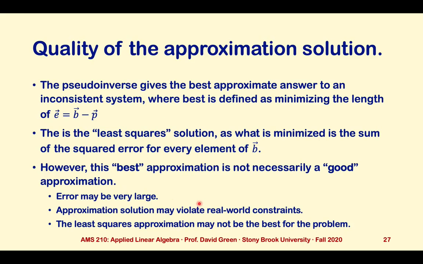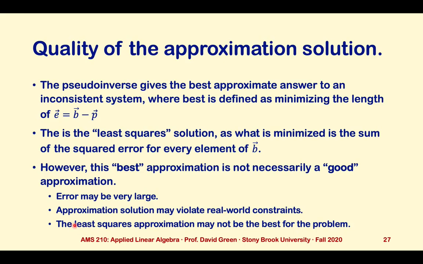The approximate solution might violate real-world constraints. It's possible, for example, that we start with a right-hand side that is all well-behaved, maybe all positive values where they need to be positive values, but this projection onto the column space leads us into a right-hand side that had negative values. Then our approximate solution wouldn't be a good real-world solution.